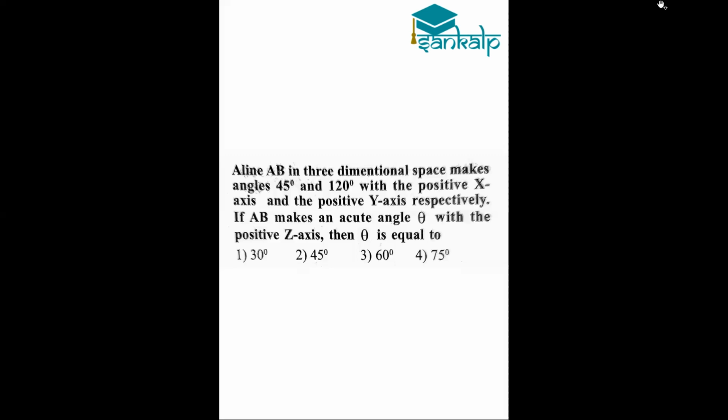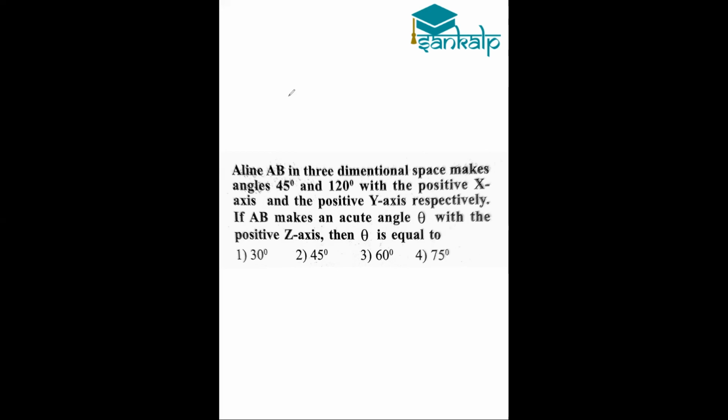Next question. A line AB in three-dimensional space makes angles 45 and 120 degrees with the positive x-axis and positive y-axis respectively. If AB makes an angle theta with the positive z-axis, then theta is equal to? Out of the three angles, two are already given, and we know the relation connecting alpha, beta, and gamma, that is the direction cosines.